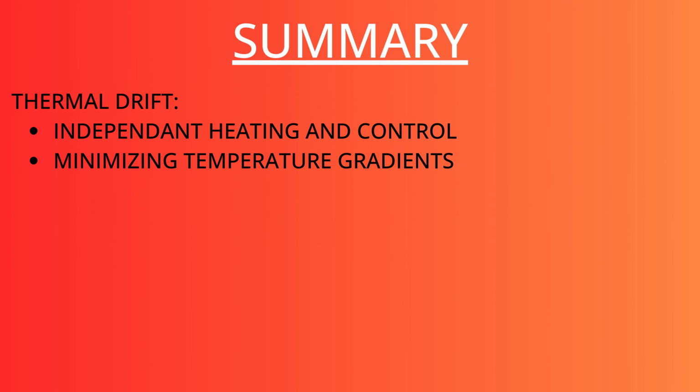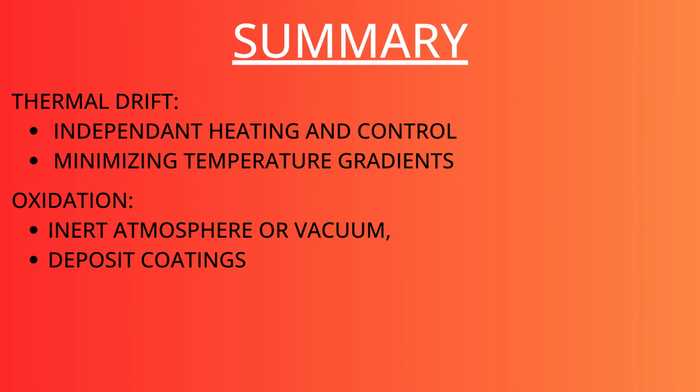Now for the challenges, we have thermal drift. How do we overcome that? We want independent heating and control of the tip and the sample so that no temperature gradients are forming. At elevated temperatures, materials will oxidize. So to prevent that oxidation from happening, we can either use an inert atmosphere or vacuum, or even deposit thin protective coatings or layers on top of the material.